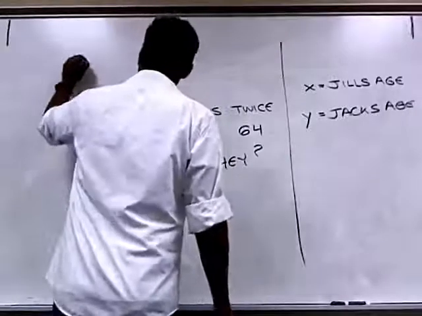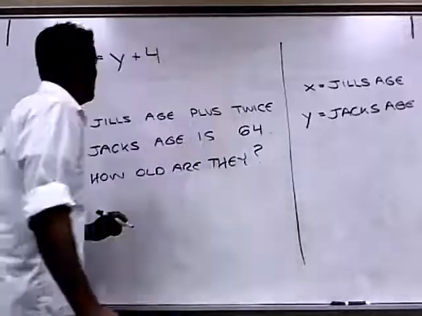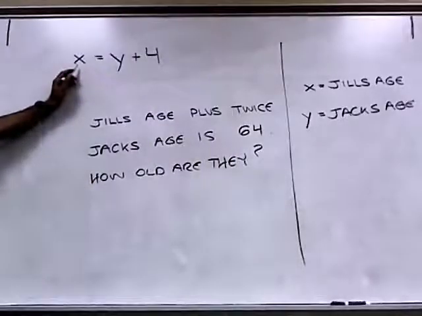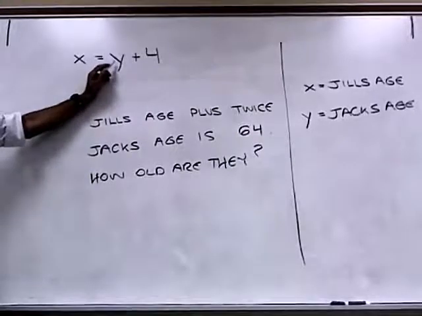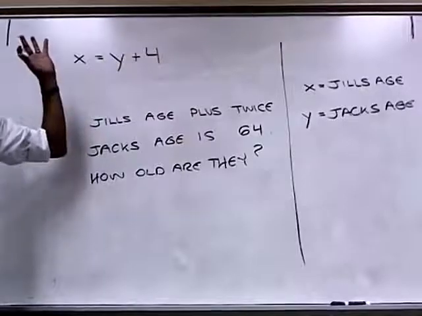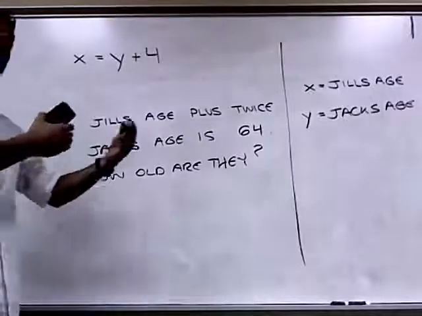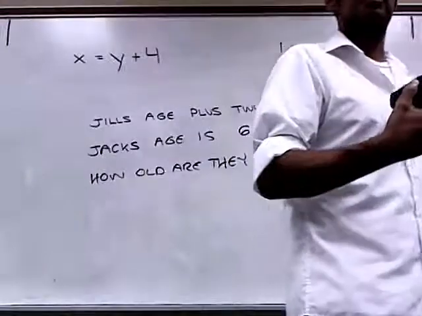Let me write it down. Tell me if you agree. X is Jill's age. Is Jill's age equal to Jack's age? Not just Jack's age by itself. It's Jack's age plus 4 because she's 4 years older than he is. Do you all agree with that? Okay, you have to make that translation. You have to actually turn the sentence into the equation. It's part of your challenge.